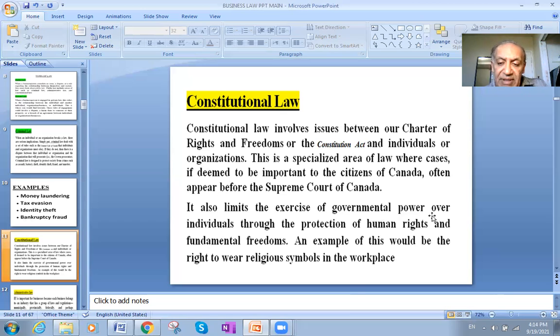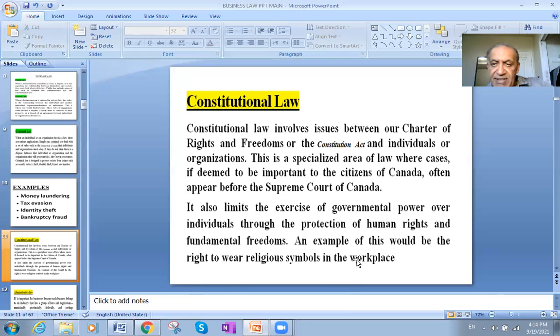The exercise of governmental power over individuals through the protection of human rights, protecting human rights and fundamental freedoms. When we talk about protecting human rights, this is not about the criminal law, not the private law, not the public law, but about constitutional law. An example of this would be the right to wear religious symbols in the workplace.